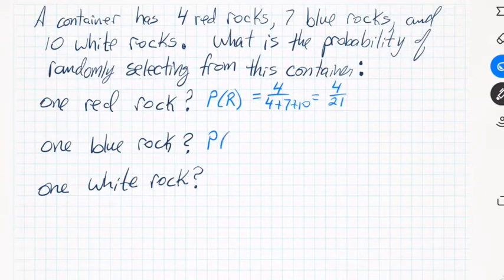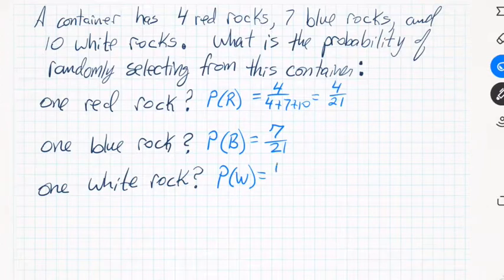What's the probability of selecting a blue rock out of this mess? Well, that would be the number of blue rocks divided by all of the rocks that are in the container, the entire outcome. So it's not going to be 4. There are 7 blue rocks out of 21. So that would be the probability of selecting a blue rock out of this container. And then the probability of a white rock is going to be the number of white rocks, which is 10 out of 21.